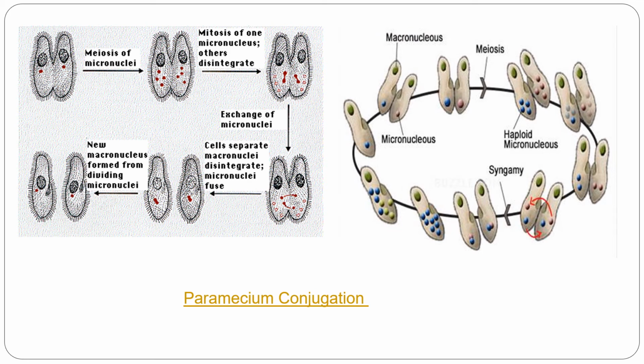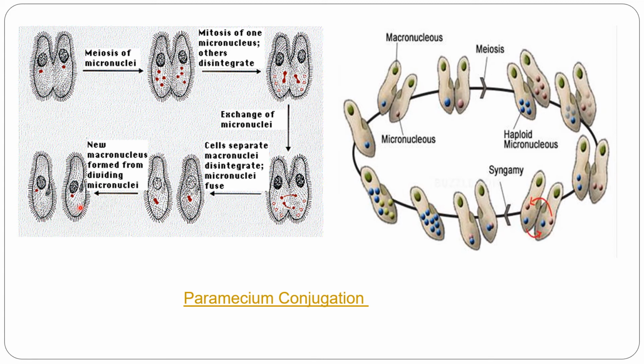Here in the figure you see Paramecium conjugation: the meiosis of micronuclei, the mitosis of one micronucleus, another disintegrates, and then exchange of micronuclei, the cells separate, macronuclei disintegrate, micronuclei fuse, and again the new macronucleus forms from dividing micronuclei.